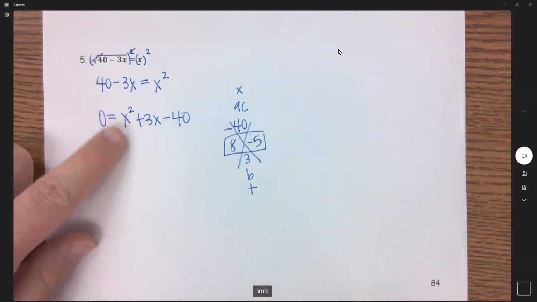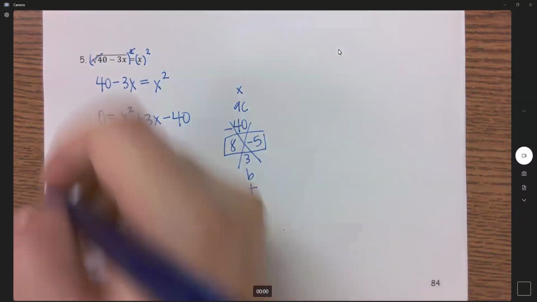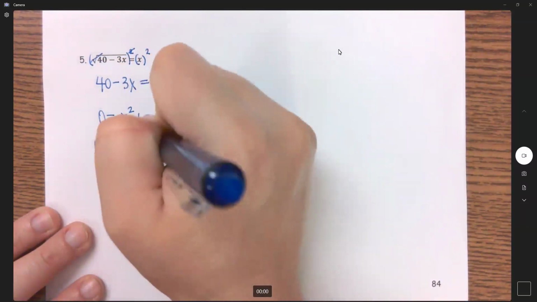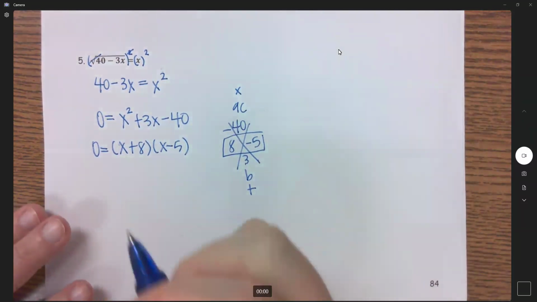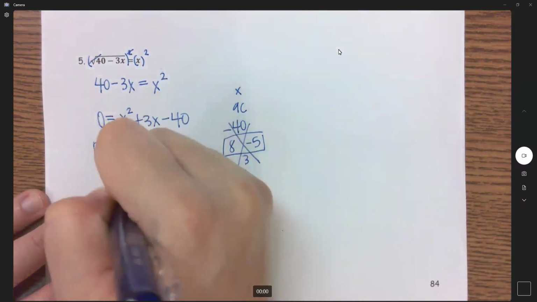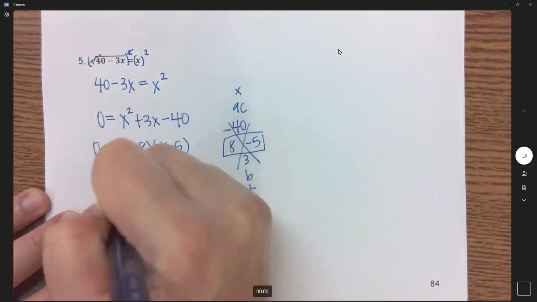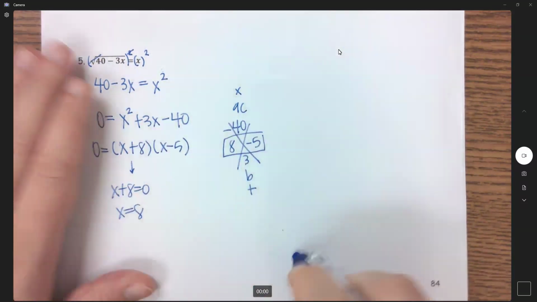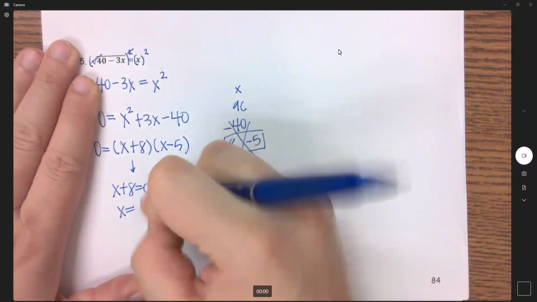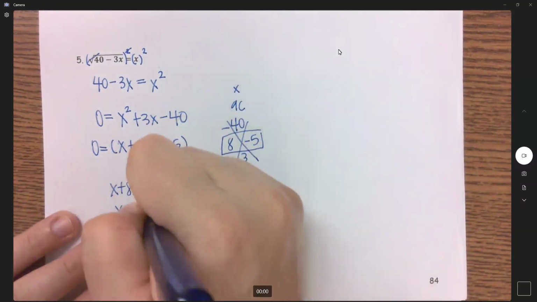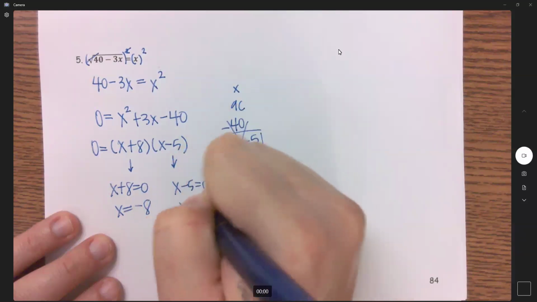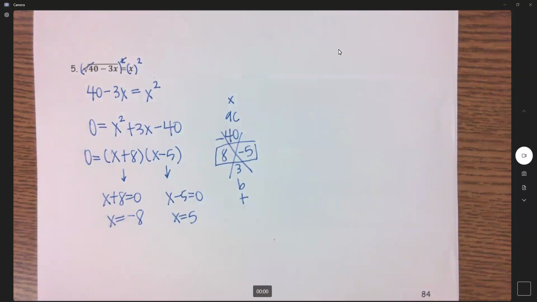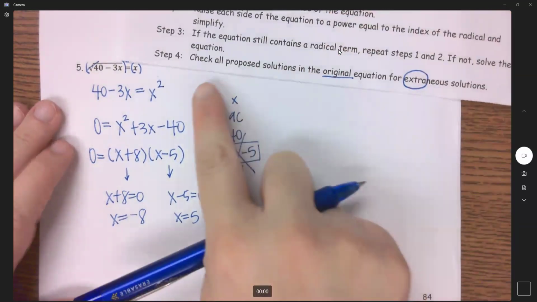Now, luckily, this is an easy trinomial since a is 1. So this factors to x plus 8, x minus 5. When I set these individually equal to 0, we get x is negative 8, and we get x is 5.